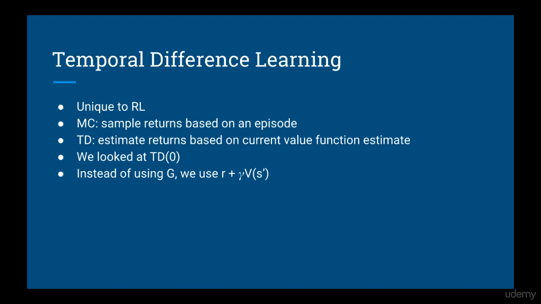In this lecture, we are going to review temporal difference learning. Temporal difference learning is an algorithm that is unique to reinforcement learning. Whereas with Monte Carlo, we need to sample returns based on an episode, with TD learning, we estimate returns based on our current estimated value function. Specifically, we looked at what is called TD0. So instead of using G, which is the sample return, we use R plus gamma times V of S prime, which estimates the return from the next state and onward. R is still a sample that we got from playing the episode.